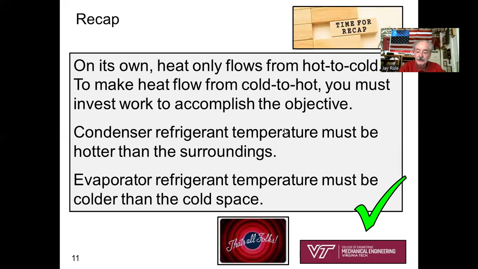The condenser refrigerant temperature must be hotter than the surroundings. That's a big conclusion to recognize. So in the real world, your refrigerant temperature in the condenser has got to be hotter than the surroundings. Similarly, in the evaporator, the refrigerant temperature has got to be colder than whatever cold space you're working with. If it's a freezer, the refrigerant's got to be colder than the freezer. If it's an air conditioner, the refrigerant temperature has got to be colder than the air you're trying to cool in your house.